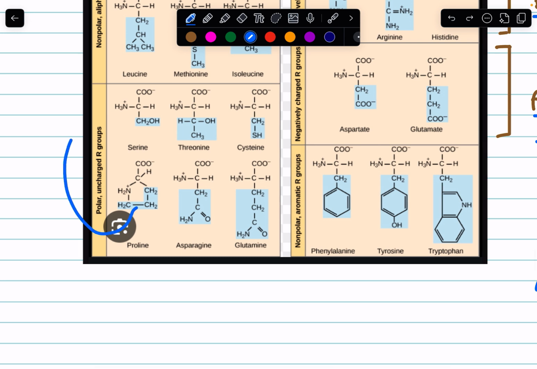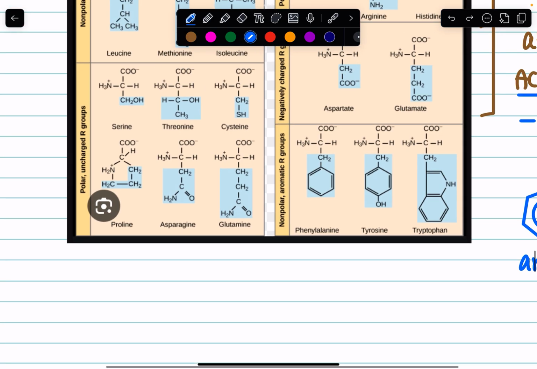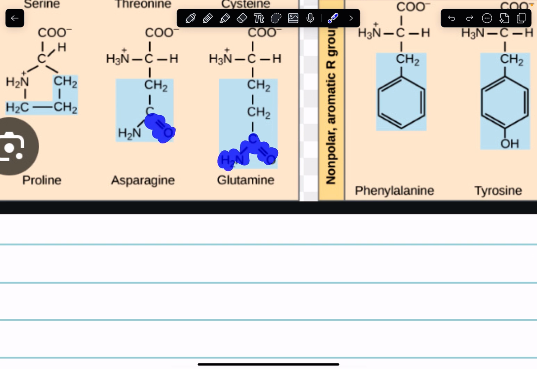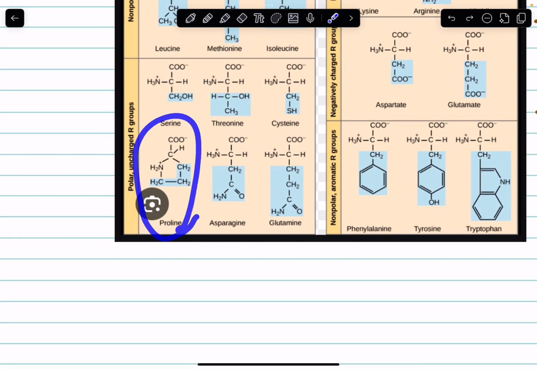Down here, you've got polar uncharged. So these are not charged, these are not basic or acidic, and you can see there's no net charge on them. Okay. And if you look closely, what makes them polar, depending on the amino acid, is that you have an alcohol group here, you have an alcohol group here, you have a thiol group here. Remember, SH was thiol. Here you have an amide group. Remember, this is amide. Here you have another amide group, and then this one is cyclic. Now, proline is a bit different. Proline causes kinks in amino acids because it has a ring structure, but it still counts as non-polar.